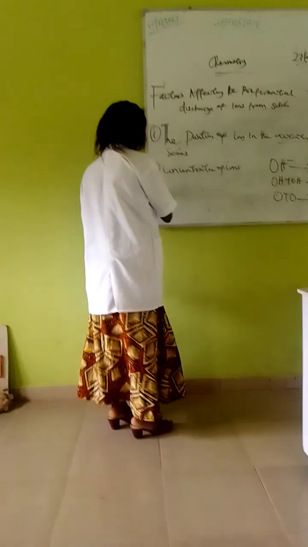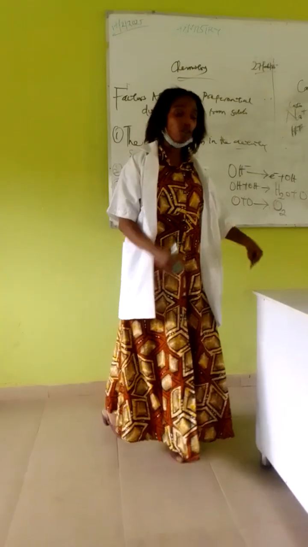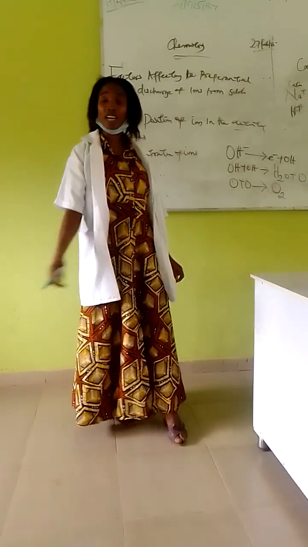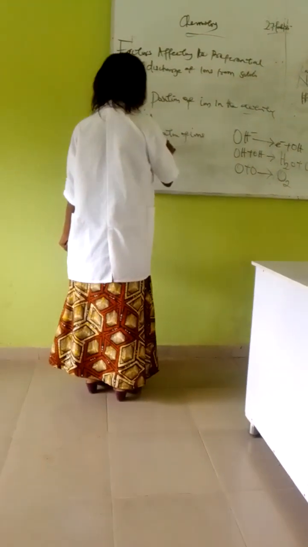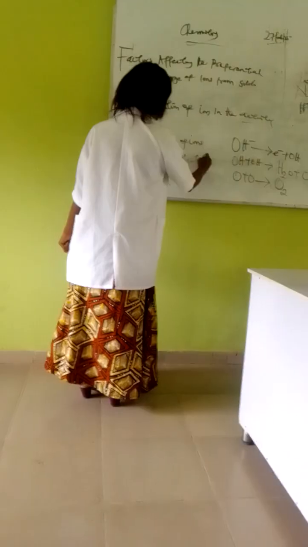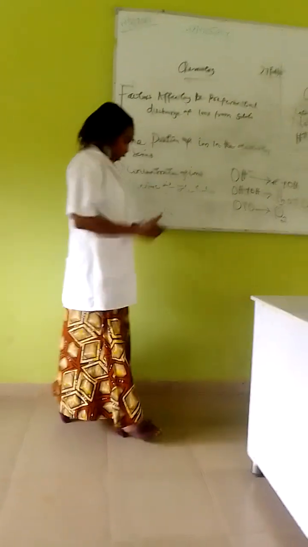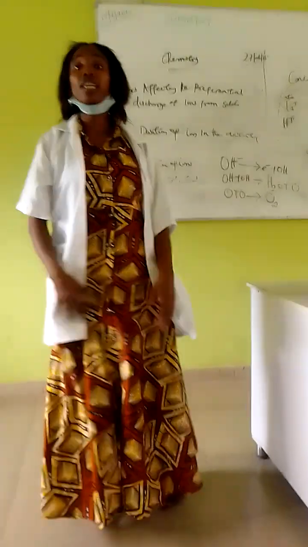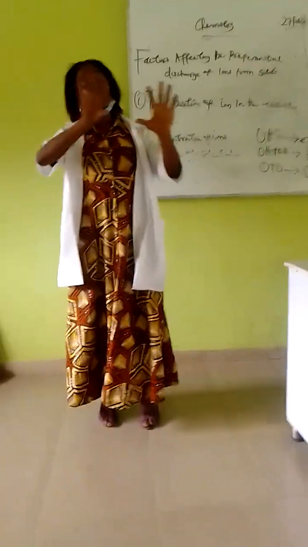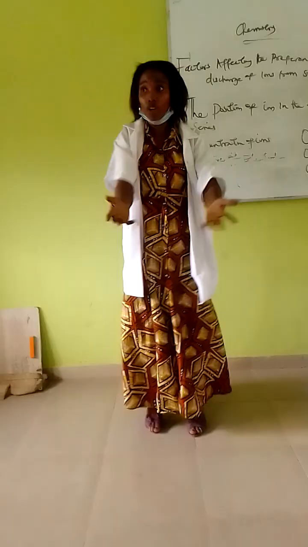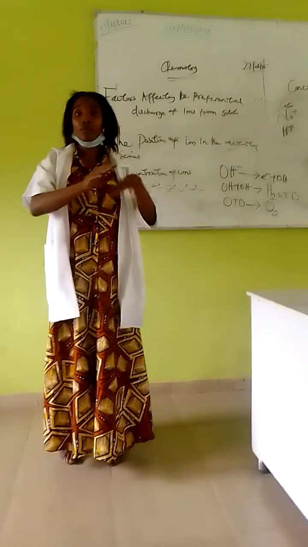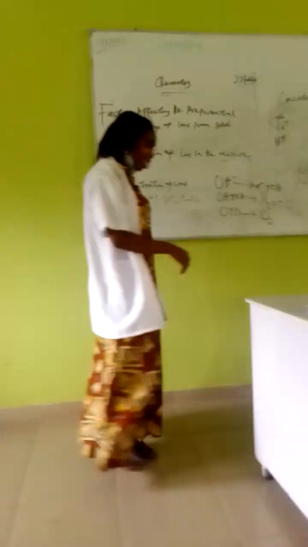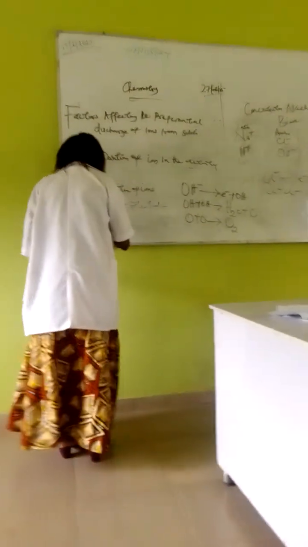Now we go to the what? The nature of electrode. Yes, it also has effect on the preferential discharge of ion from solution. Nature of electrodes. Now there are certain electrodes that interfere in electrolytic reaction, while some don't interfere with what is going on in the electrolytic cell. Those that don't interfere with the electrolytic reaction, we call them what? Inert electrode.